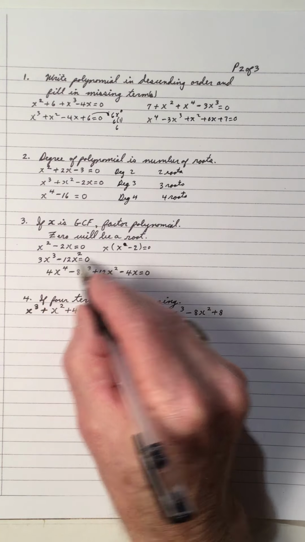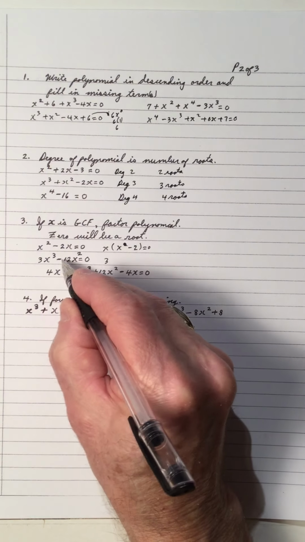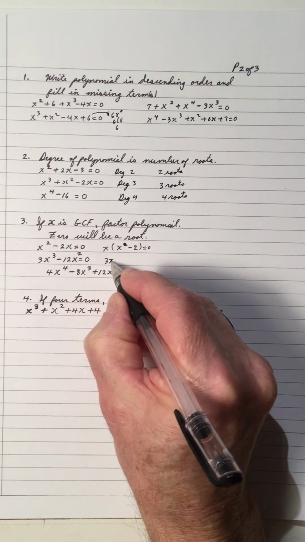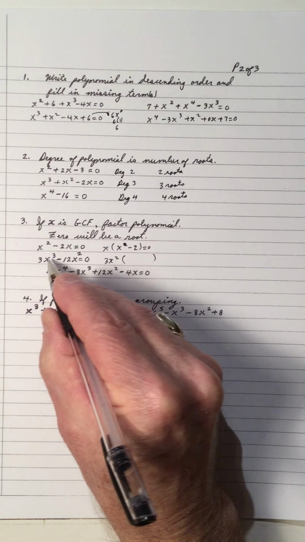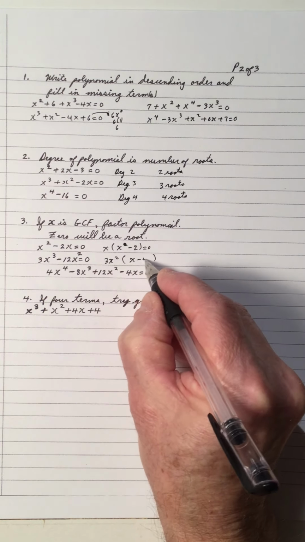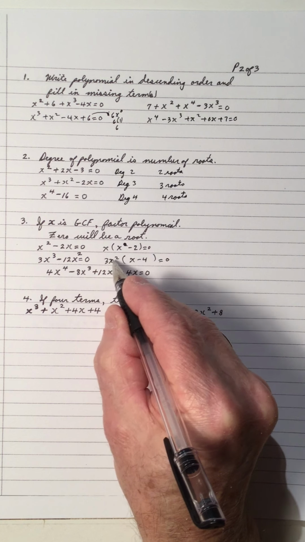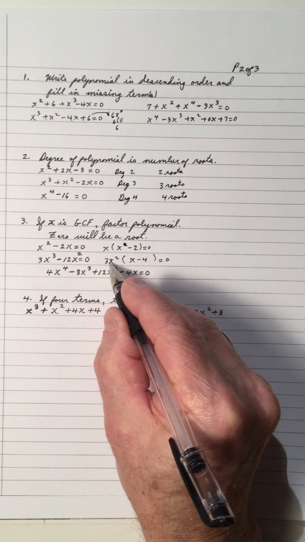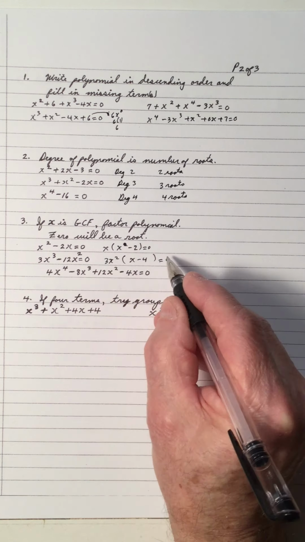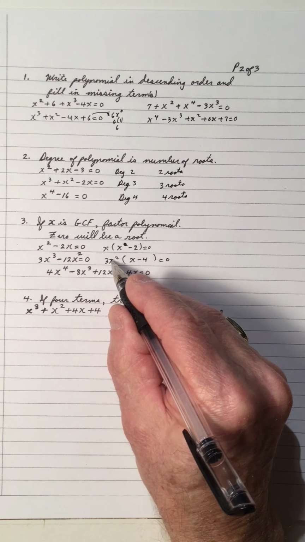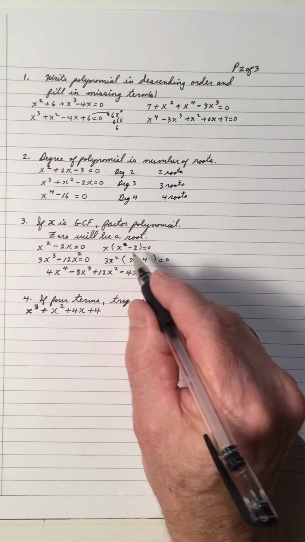And here we have 3 as a common factor, and we have an x squared. So we take out the 3x squared, we get an x minus 4. And again, we have x as a factor, so therefore we put x squared equals 0, x is equal to 0. So 0 is a root, but there's 2 of them.